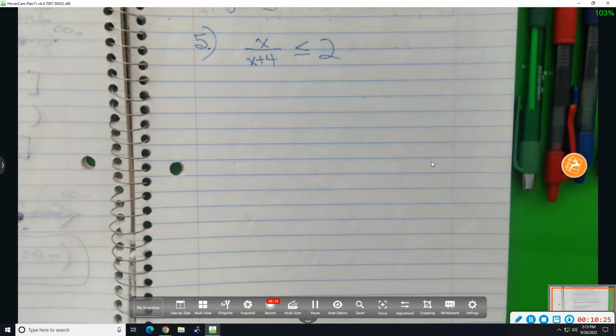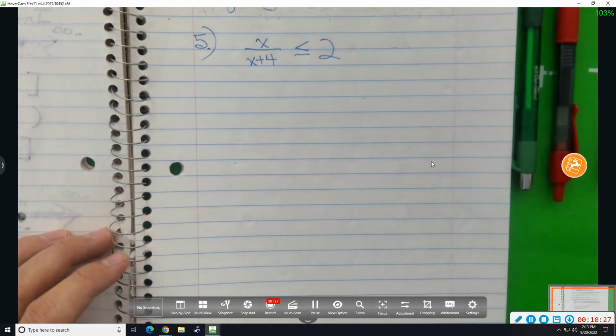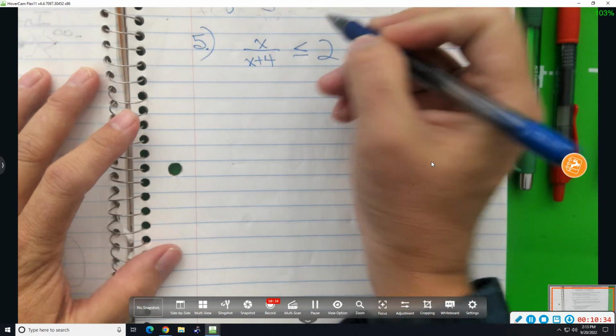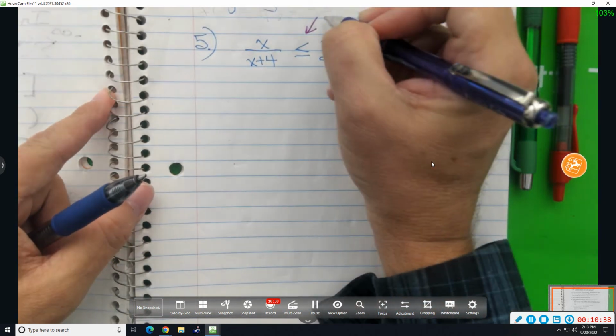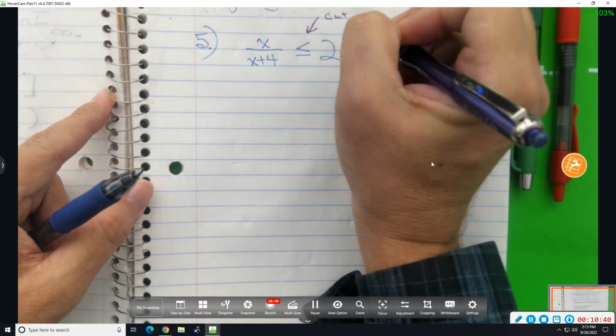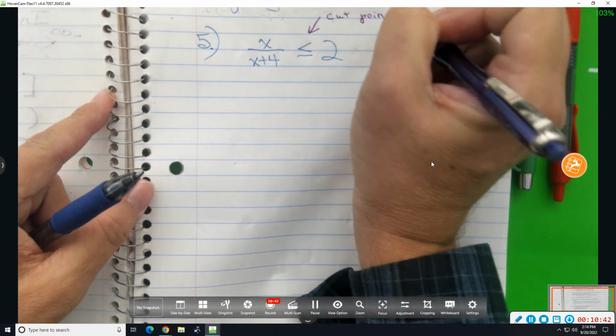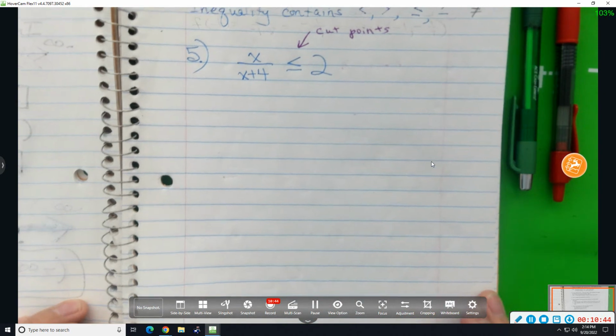Let's start number 5. And the natural question is, how do you know you're going to follow these cut point steps? If there's a less than or a greater than, or a less than or equal to or greater than or equal to. Going back to that student that years ago told me his teacher was so stupid because he told him to study the instructions.